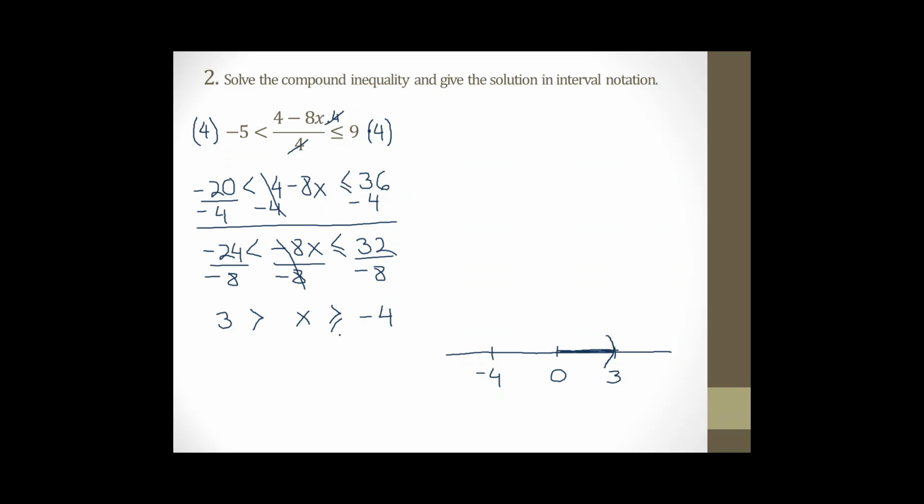Again, x is greater than or equal to negative 4, so now I need a bracket because I have that equal bar on the inequality symbol, and the numbers that are greater than negative 4 would be to the right. So everything in the middle would be shaded. Now I'm ready to write my solution in interval notation, just reading it off the graph. I have a bracket, it starts at negative 4, and my shading ends at 3, which has parentheses. So this is my solution in interval notation.